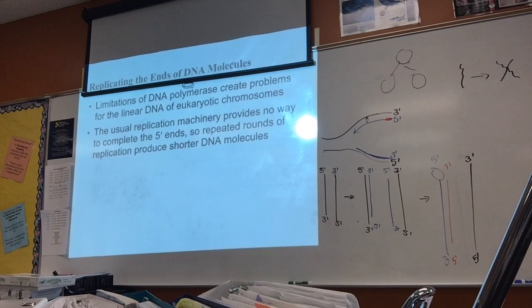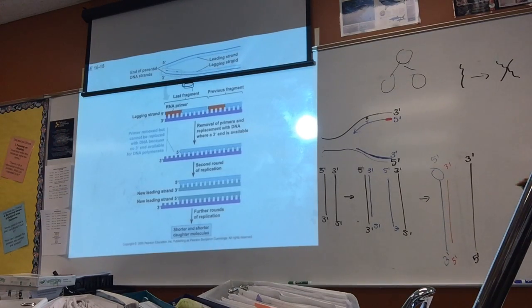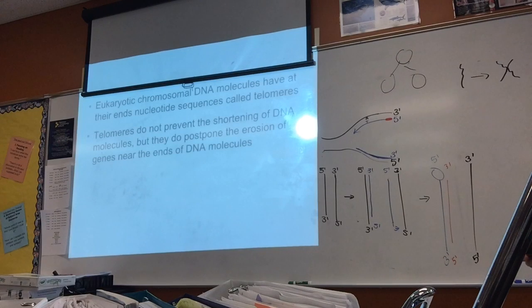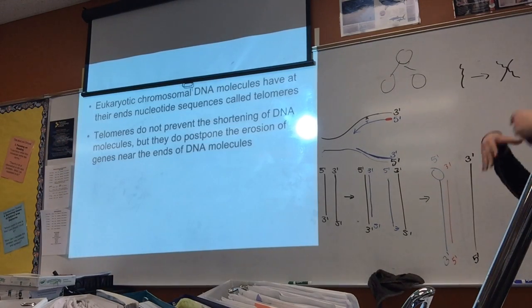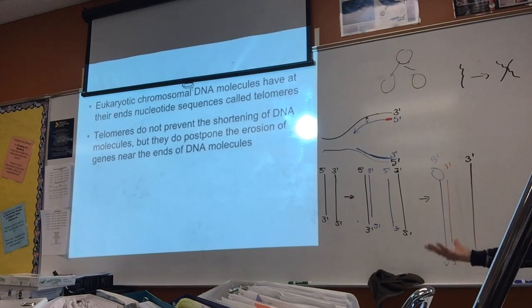So in our cells, we have a little bit of a buffer with that, because the ends, this picture just shows you what I was drawing here. The ends have a sequence called a telomere. So eukaryotic chromosomal DNA molecules have at their ends nucleotide sequences called telomeres. What this means is that they don't code for, they're not genes.